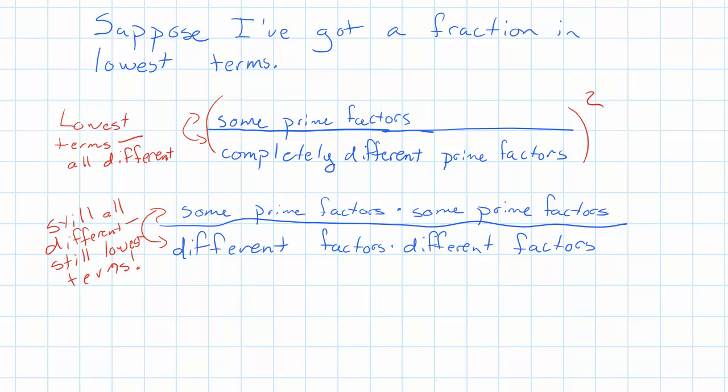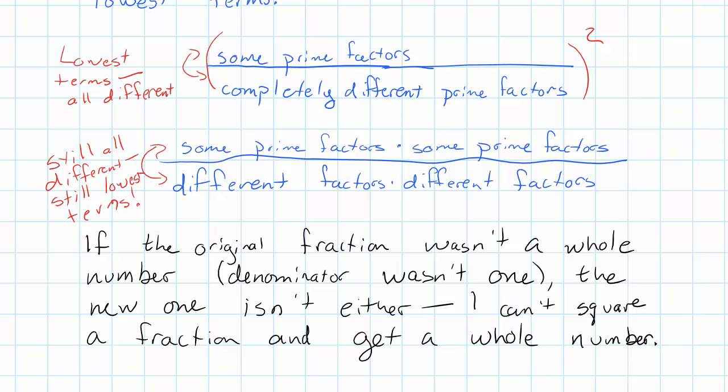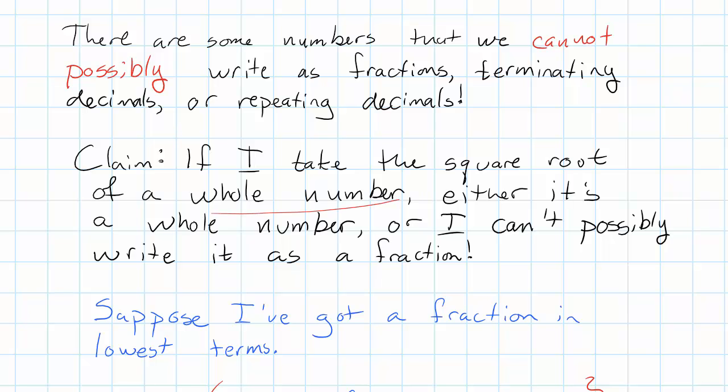That means if the original fraction wasn't a whole number, so this original denominator wasn't 1, then the new fraction isn't a whole number either. If the original denominator wasn't 1, then its square isn't 1 either. So that tells me I can't take a fraction, square it, and get a whole number as a result. So any number that can be the square root of a whole number either was a whole number to begin with, or it's not a fraction at all. Okay?